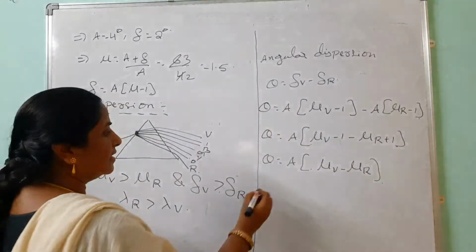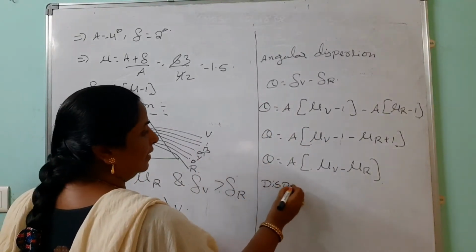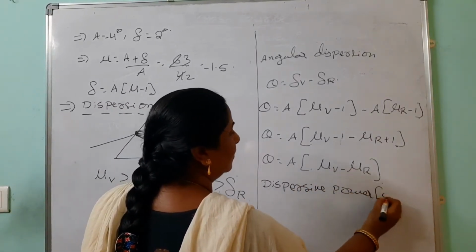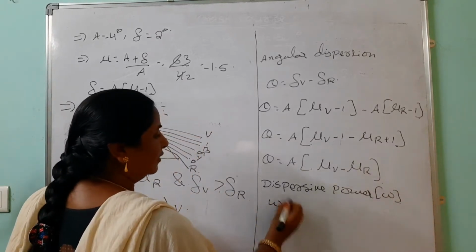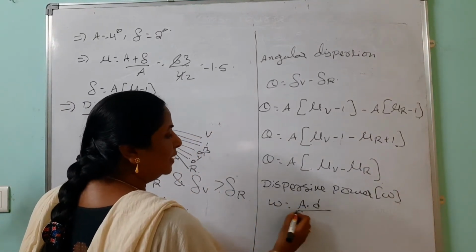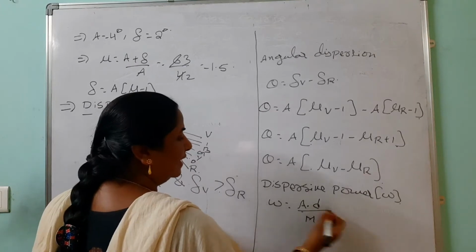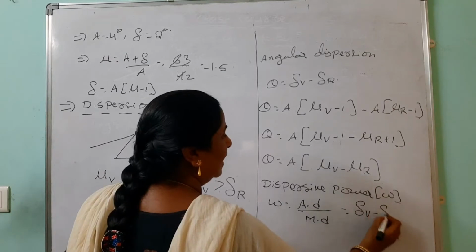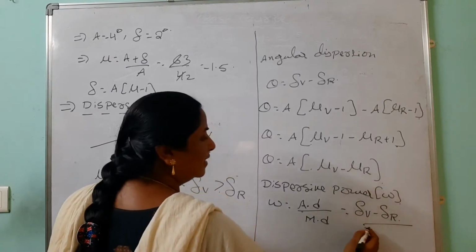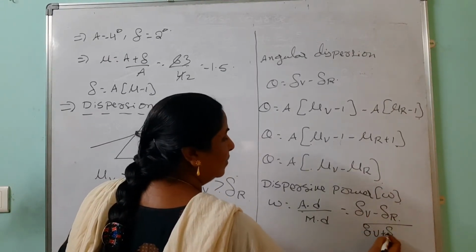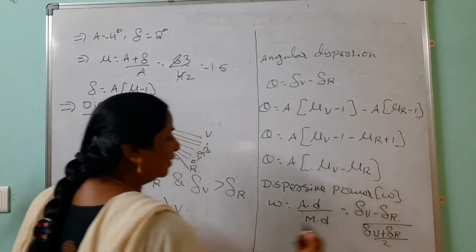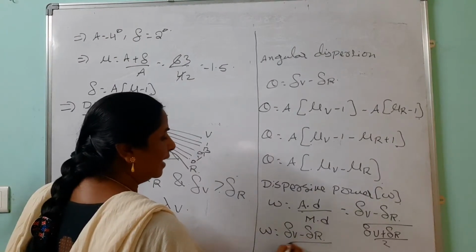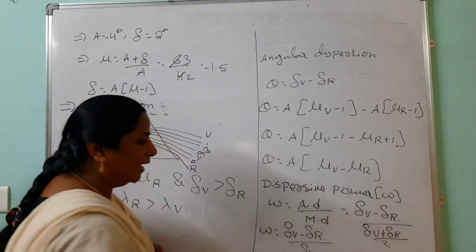After this we can focus on the dispersive power. What is the dispersive power? It is represented by omega. It is the ratio of angular dispersion to the mean deviation. Already you know that angular dispersion is delta V minus delta R. Mean deviation is the mean of these two, delta V plus delta R by 2. Mean is nothing but the yellow color. So omega equals delta V minus delta R by delta Y, we can also write it.